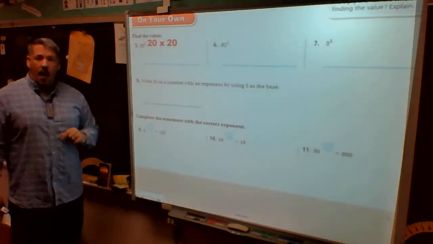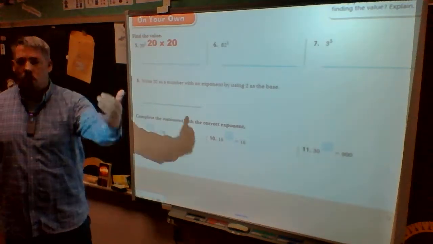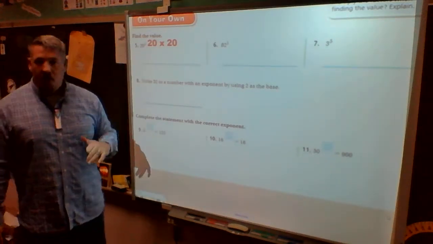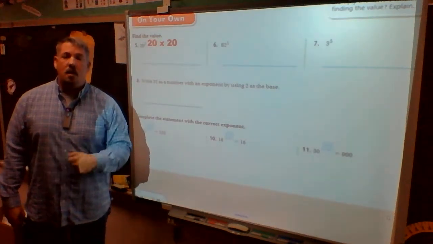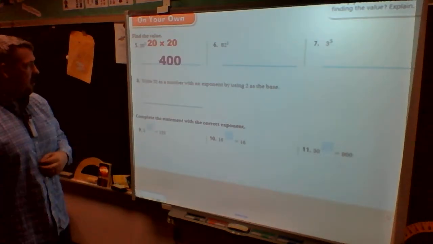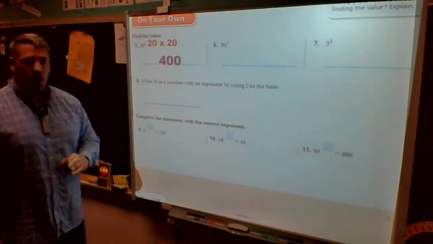On 5, I have to write down the math problem of 20 times 20. The base, or the repeated factor, is 20, and an exponent of 2 tells me to write it 2 times. And then I can do 20 times 20 on my handy-dandy calculator, and that is 400.